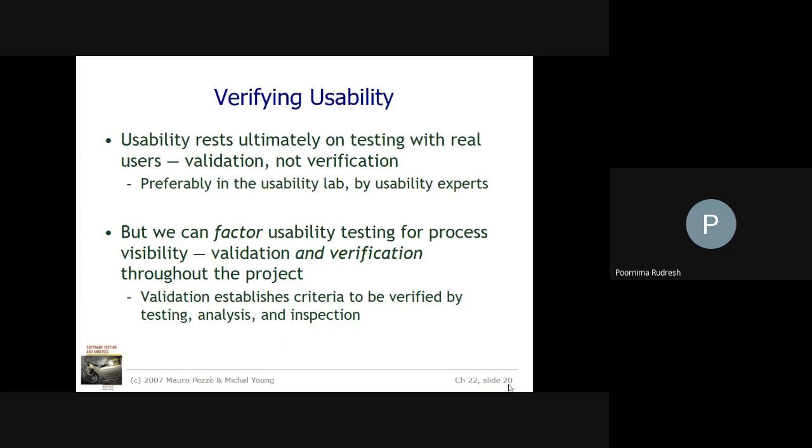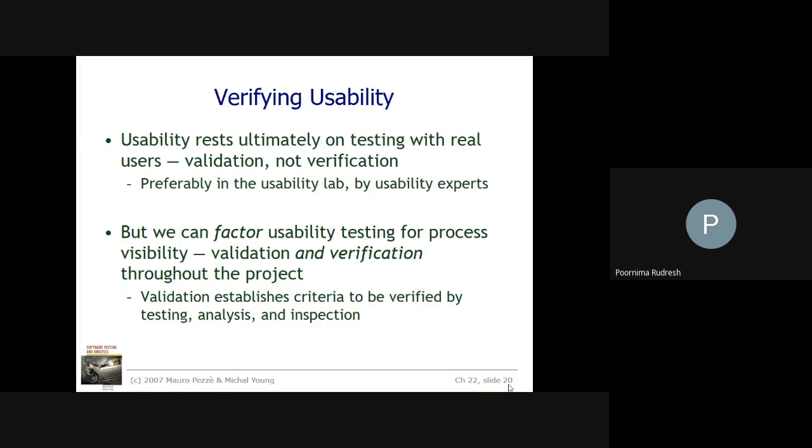If you consider an example of the mobile, we can check the usability of the mobile. The usability of the mobile is finally checked when it is given to the actual users, or when it is released to the market. Then the users become the real users there. As the users continue using the mobile, they give feedback about that product. So there we are validating the product. We are not verifying the product. So usability rests ultimately on testing with the real users.